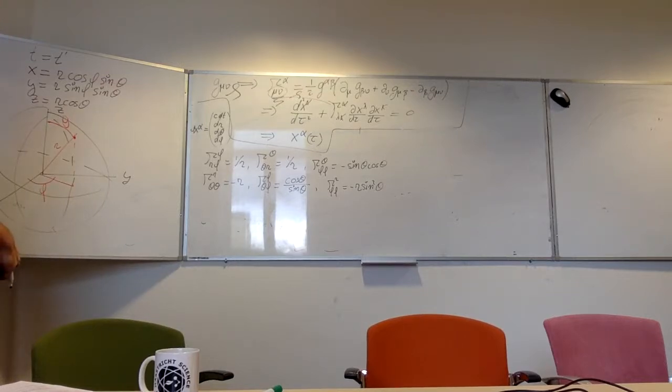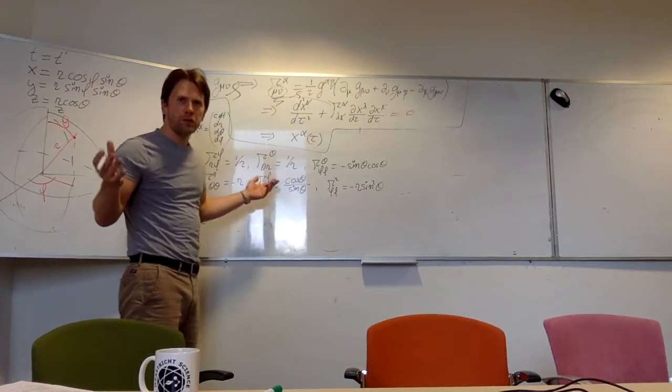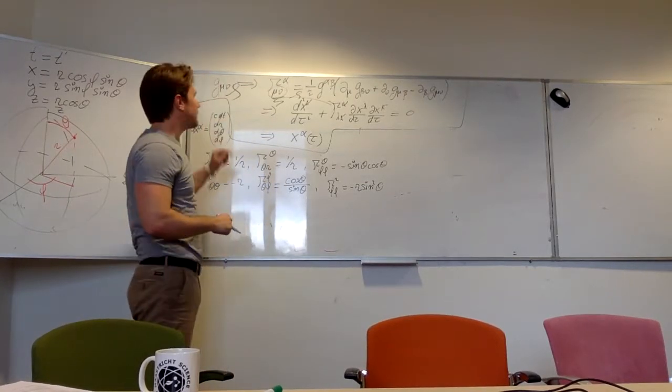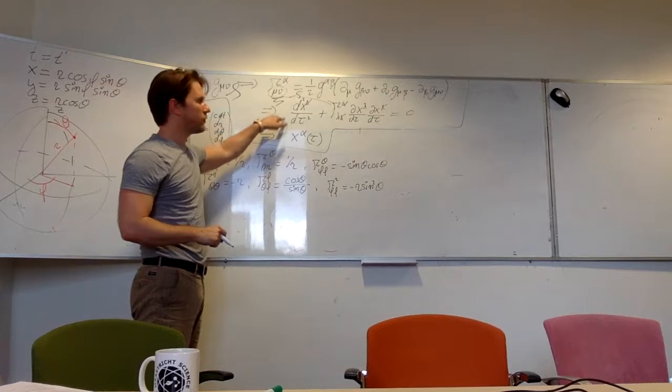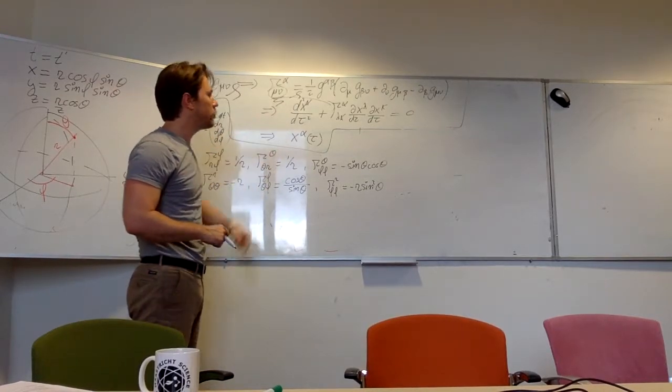Alright, next step. Curved space-time, well, it's not curved, it's Minkowski space-time in spherical coordinates. We have the Christoffels now. Let's go to the geodesic equations. What are the equations that describe how things move in this space-time?